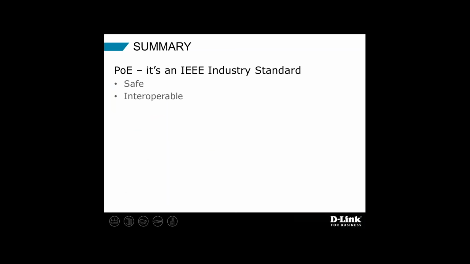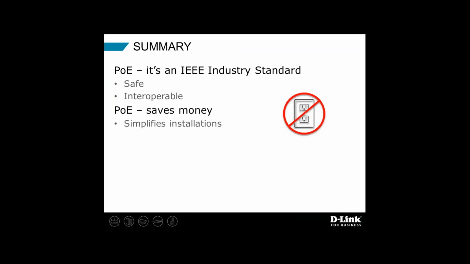But in summary, what did we talk about? We talked about Power over Ethernet. It's an industry standard. To me, the 2 primary benefits of industry standards are safety and interoperability. We talked about the benefits of PoE. It saves money, with no need to hire electricians and worry about AC wall outlets. So it really simplifies installations.